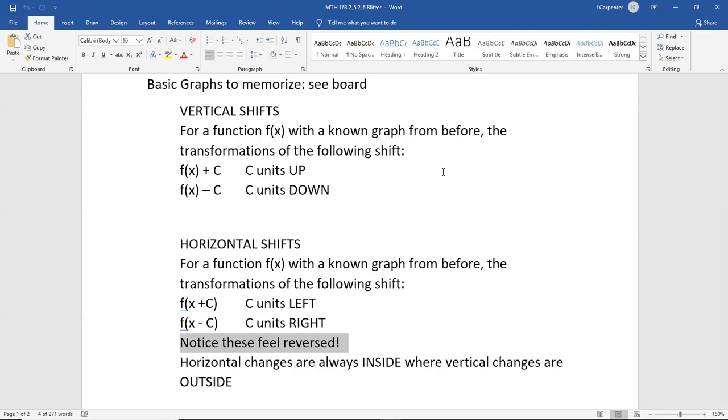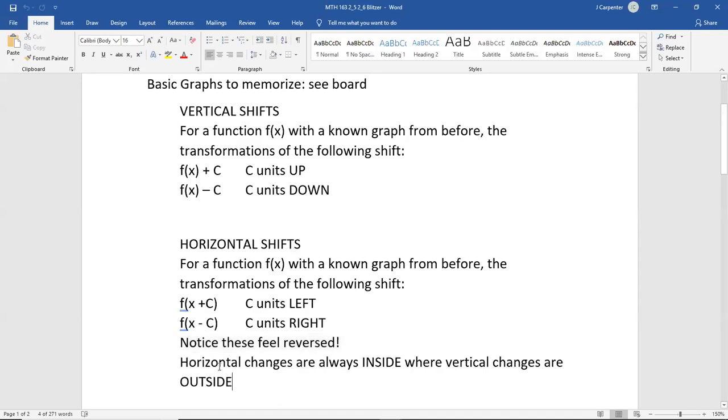So the vertical shifts are not backwards. Plus is up, minus is down, but the horizontal shifts are backwards. Plus is left, minus is right. And there are reasons for this, and it can be demonstrated by actually plugging in the point that we're shifting around to make sure that the math lines up. But I don't want to get into too heavy of the details for that. We save that for later in pre-calc 2 or calc 1.